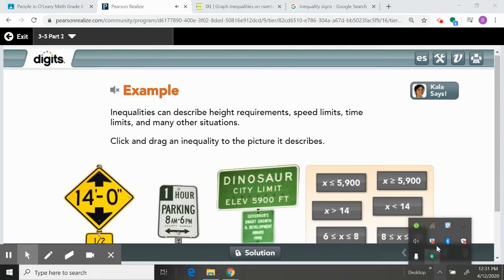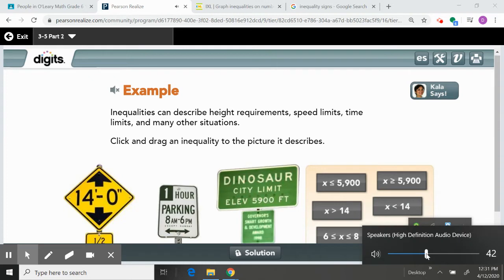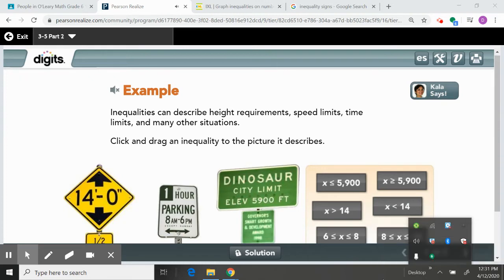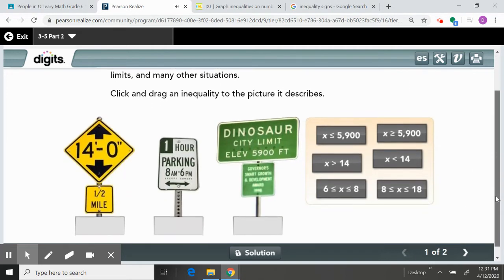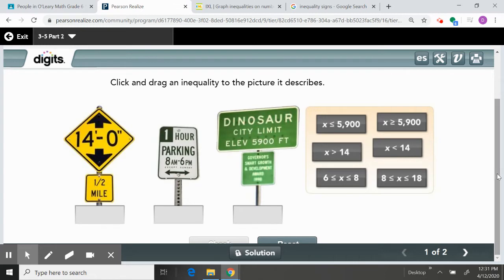Inequalities can describe height requirements, speed limits, time limits, and many other situations. Click and drag an inequality to the picture it describes. So your choices are over here on the right. If I was going to read these out, I would say x is less than or equal to 5,900. And we know it's less than or equal to because it has that little line under the symbol. Same here, x is greater than or equal to 5,900.